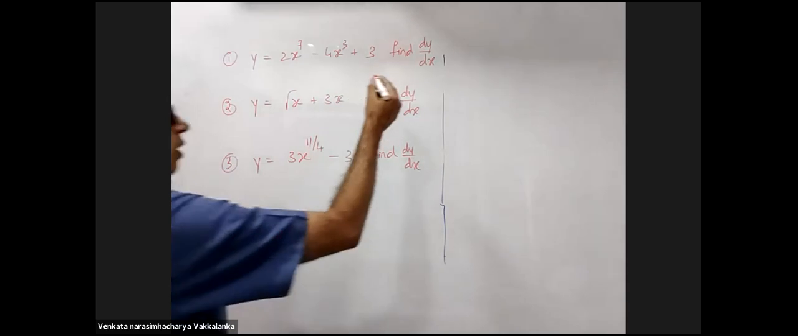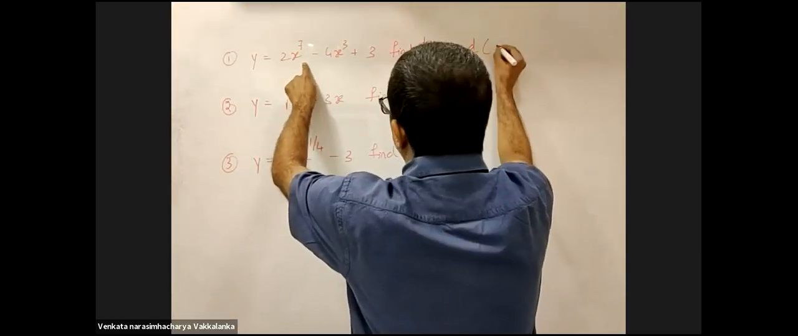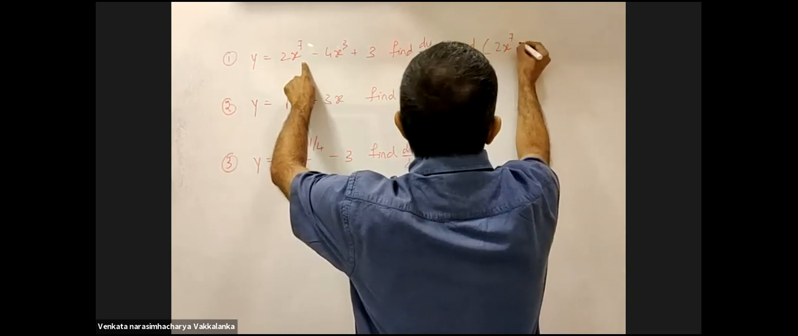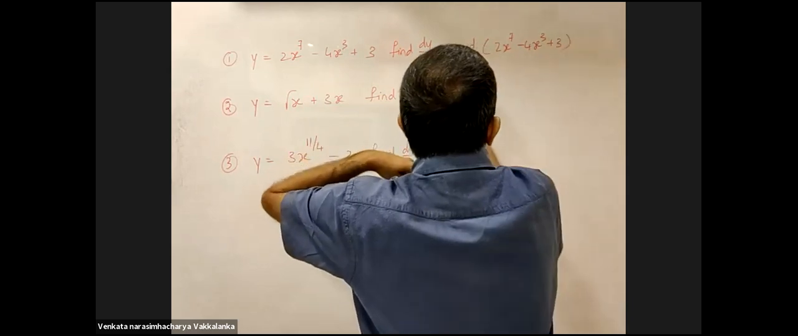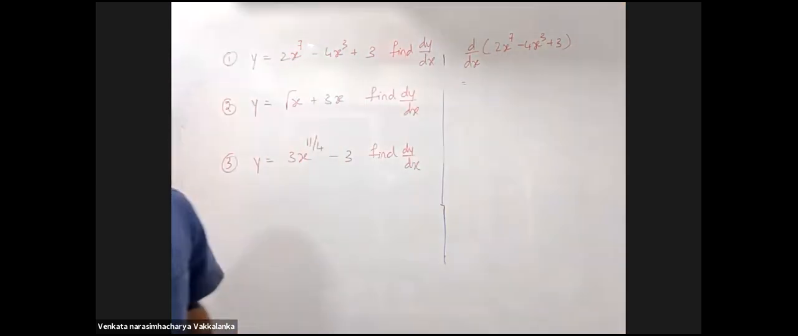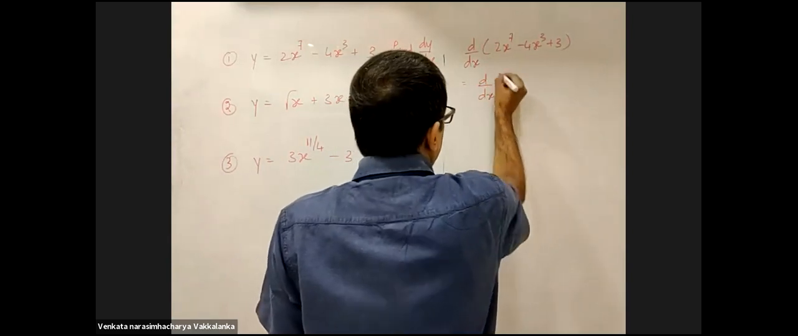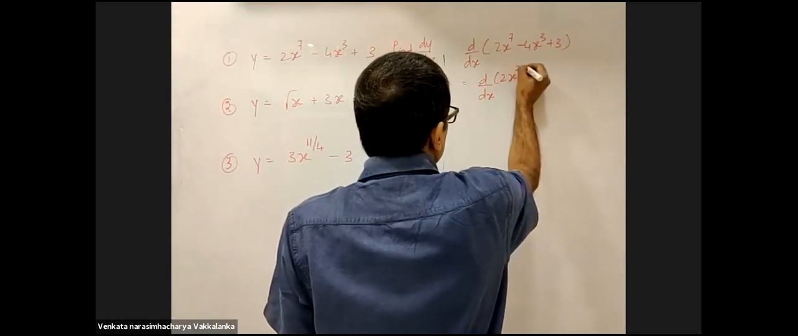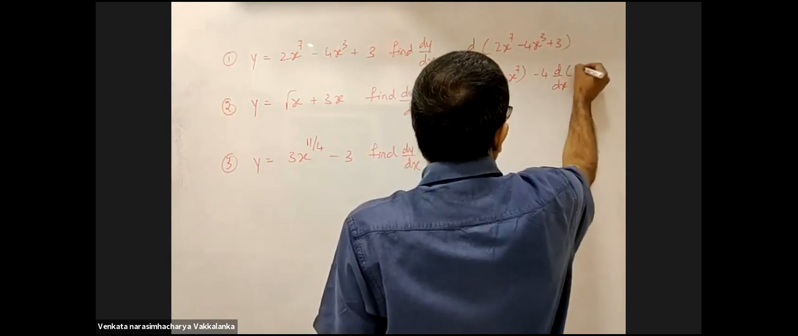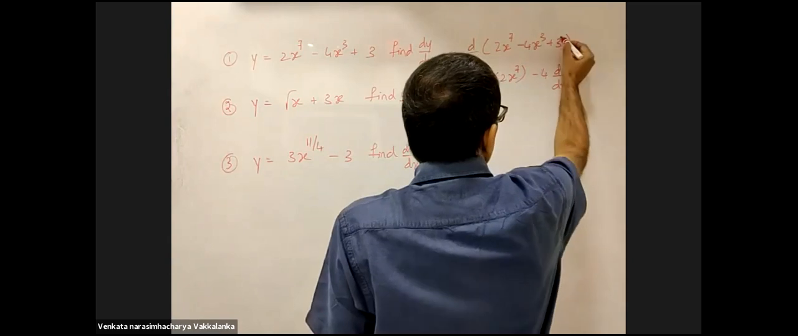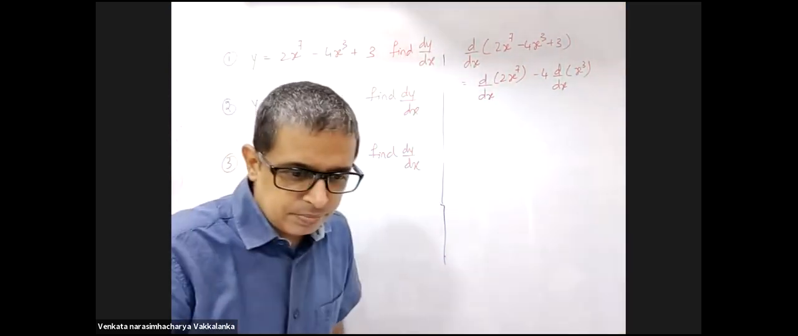First one, have a look at this. You are differentiating 2x to the power 7 minus 4x cube plus 3. Right? Open up the bracket. d by dx of 2x to the power 7 minus 4 d by dx of x cube. Differentiation of a constant is 0. I'll skip that step.